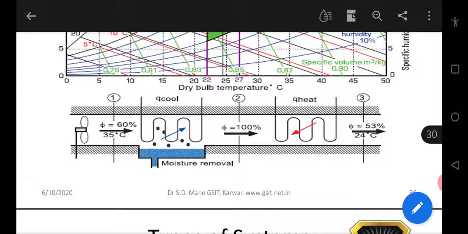I think symbolically it is depicted here. Outside was 35 degrees centigrade and relative humidity of 60%. First it is cooled to remove the moisture, then it is heated again, reheated. Ultimately you are getting 24 degrees indoor air with 53% relative humidity. So this is how the AC works.